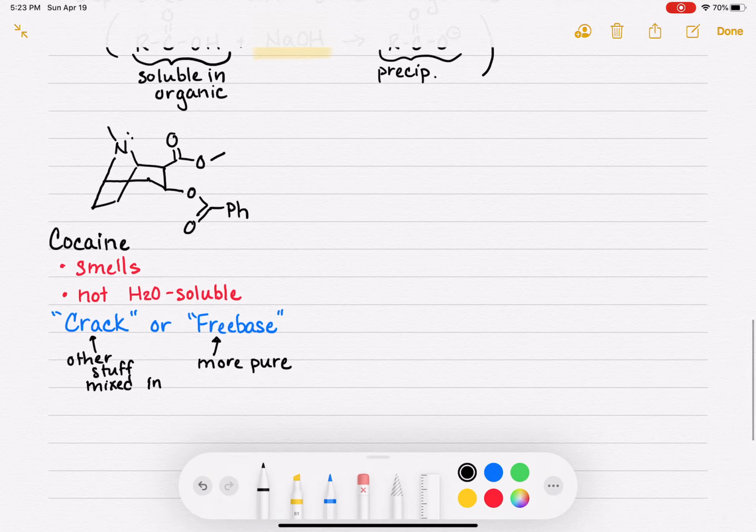And crack, as you know, must be smoked, because it's not really effective to snort it because it's not water soluble. So the best way to get high off of crack is to smoke it. Now, a lot of people don't want to smoke crack.